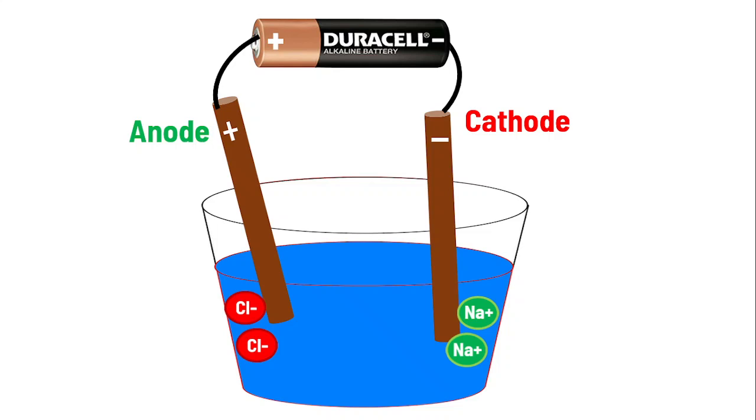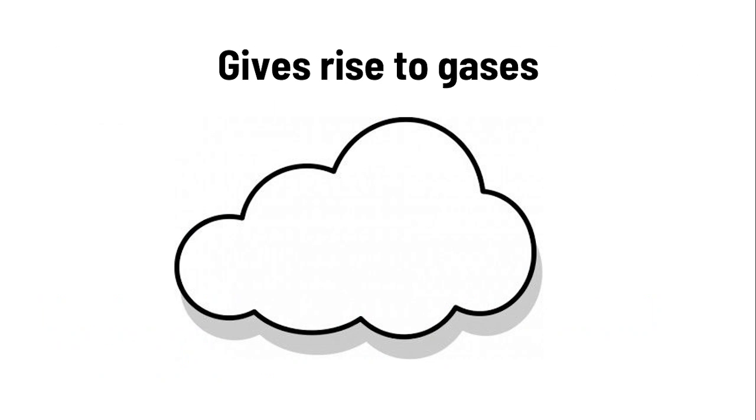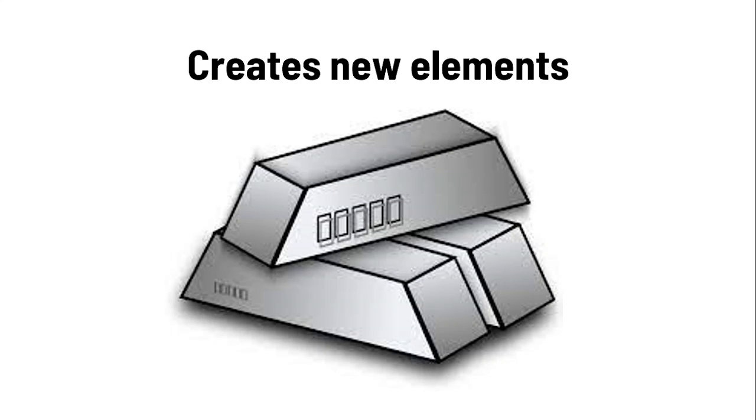This leads to the dissociation of ions. So that's what electrolysis is. It dissociates the ions, or separates the ions, and that leads to several chemical changes, such as giving rise to gases and creating new elements. So these are the applications of electrolysis.